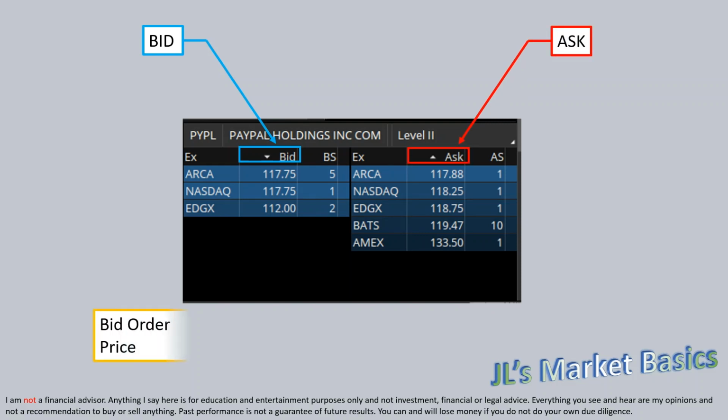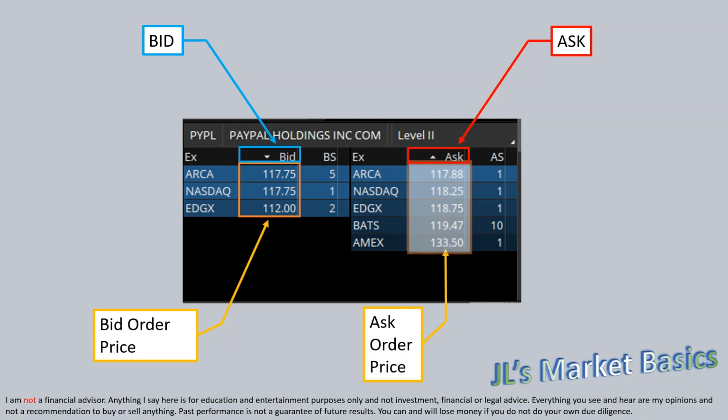The bid side will have the limit orders in descending order, meaning the person that is offering to buy shares at the highest price will be on the top, and everyone placing orders at lower prices will be below. The ask side will have the orders in ascending order, meaning that the person that is offering to sell their shares at the lowest price will be on the top, and everyone placing orders at higher prices will be below.